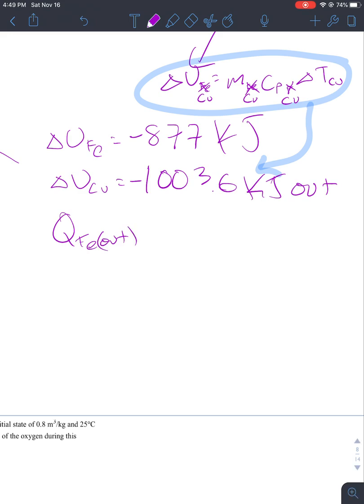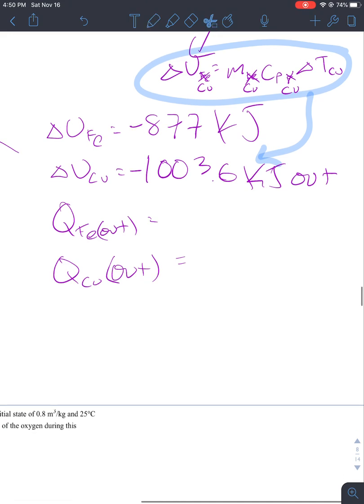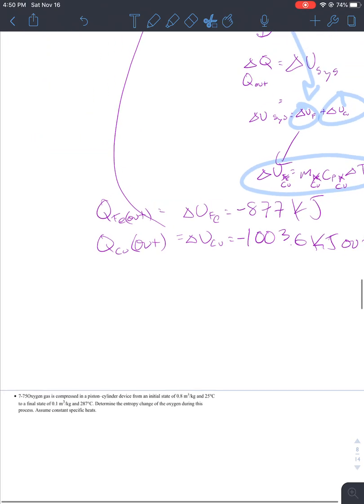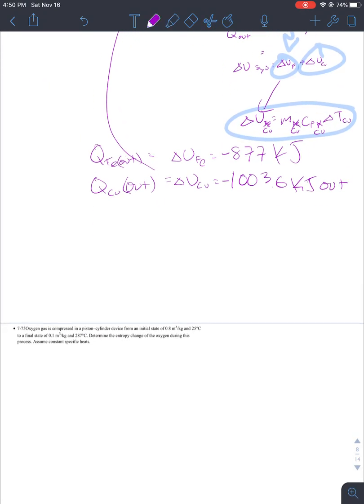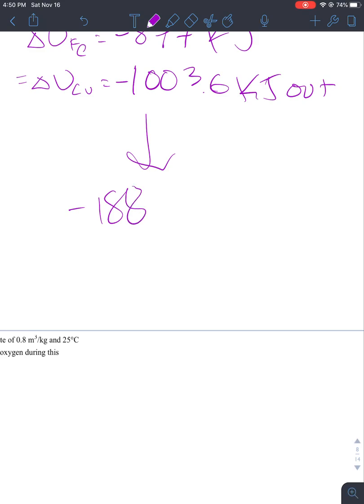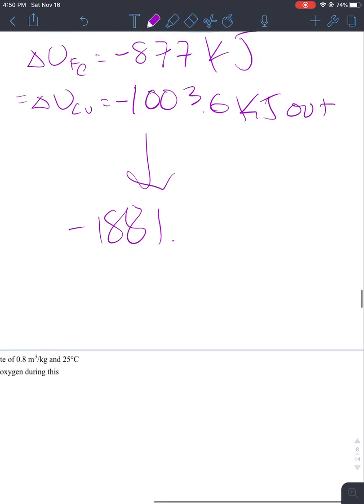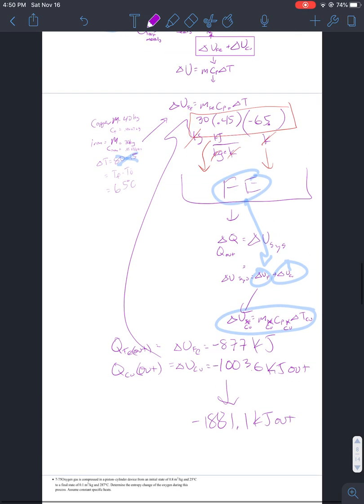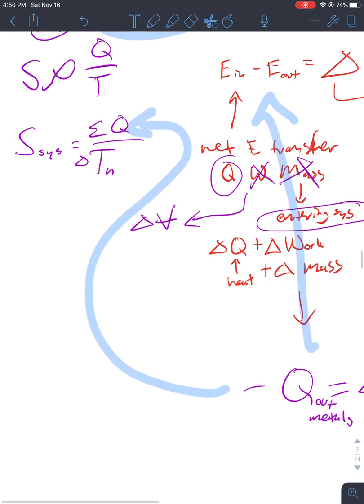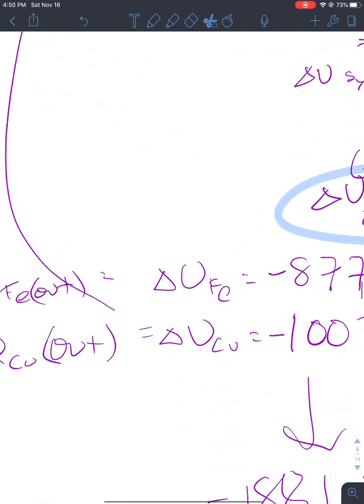Q out equals this stuff. Equals that. And the sum of those is negative 1881.0 kilojoules. Just round it. Who cares? Why not? Let's not round it. So that goes into this equation. Hooray.